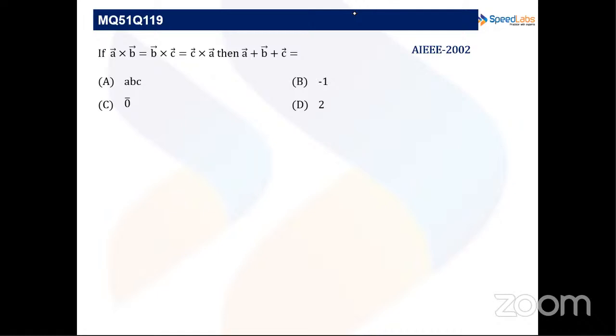In this question we are given A cross B equals B cross C equals C cross A, and we need to find the value of A plus B plus C. So let's say on adding vector A with vector B and vector C, we will get a new vector. Let's say its name is R. So vector R equals A plus B plus C.